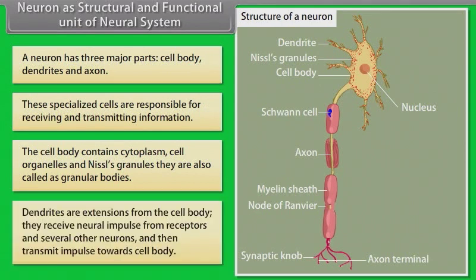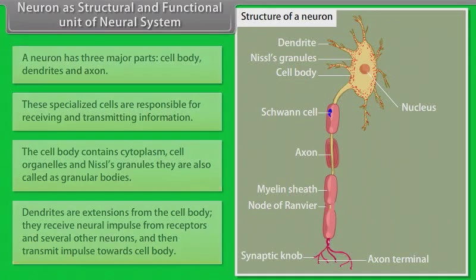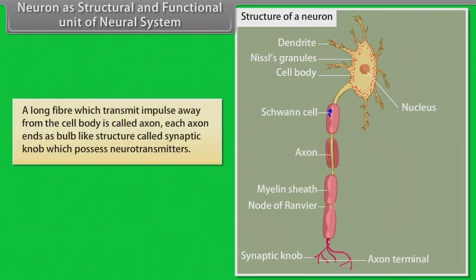Dendrites are extensions from the cell body. They receive neural impulse from receptors and several other neurons and then transmit impulse towards cell body. A long fiber which transmits impulse away from the cell body is called axon. Each axon ends as a bulb-like structure called synaptic knob, which possesses neurotransmitters.